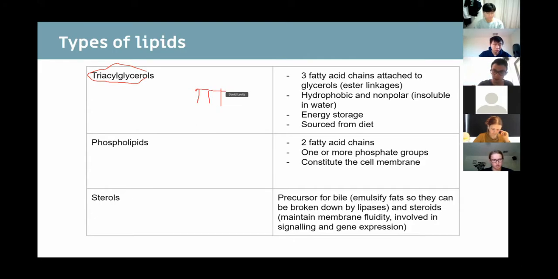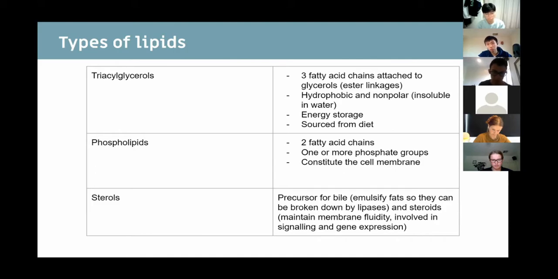They are hydrophobic, non-polar in water as a whole, but there are hydrophilic, which is water-loving ends, and hydrophobic, which is the non-lipid ends. They're used for energy storage and in diets. The rest, do you need to know?